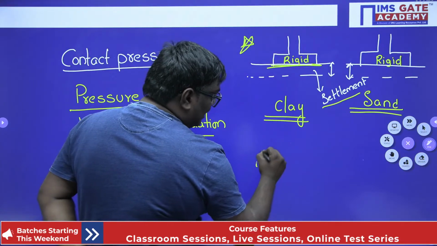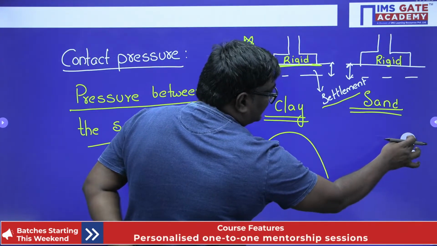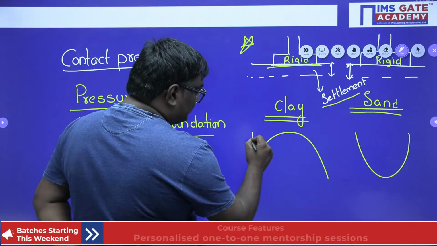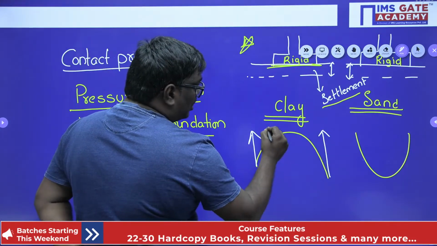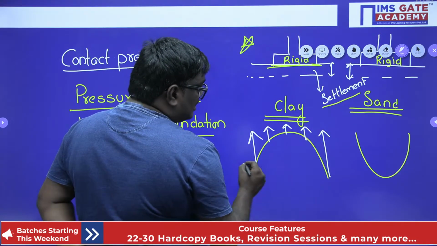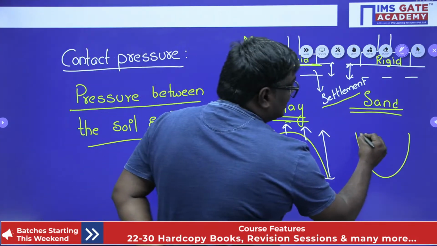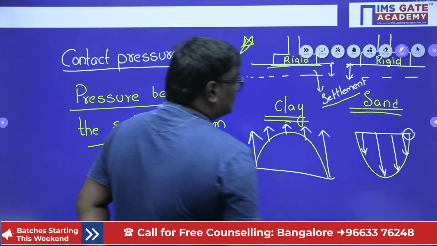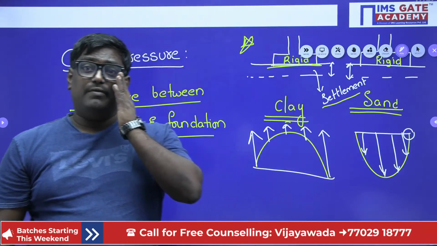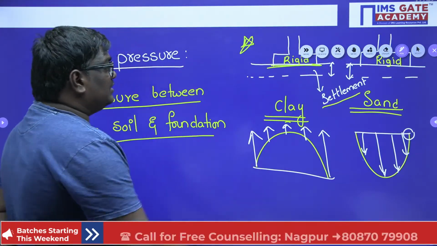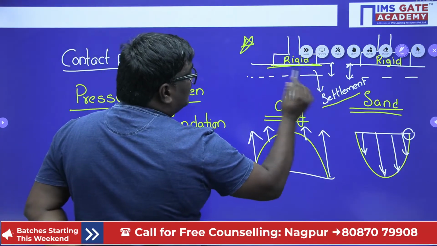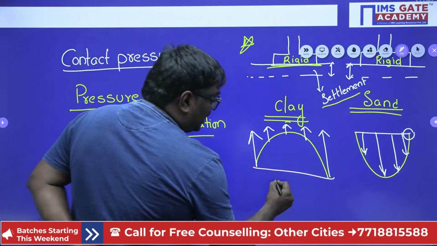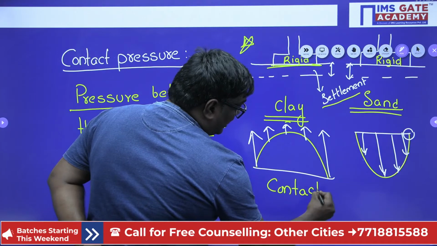But if you see the contact pressure, how will it vary? In case of clay, the contact pressure will be maximum at the corners and minimum at the center. But in case of sand, the contact pressure will be maximum at the center and minimum at the corners. Are you getting, my dear students? Very good. In rigid footing, the settlement is uniform in both the cases of clay and sand. But if you see the contact pressure, this is the contact pressure.